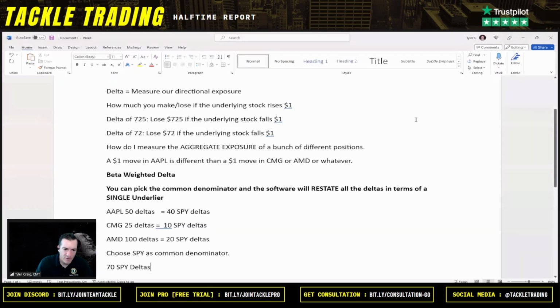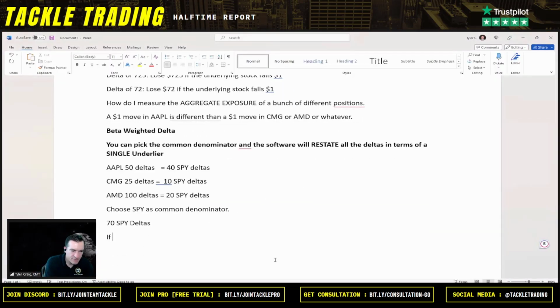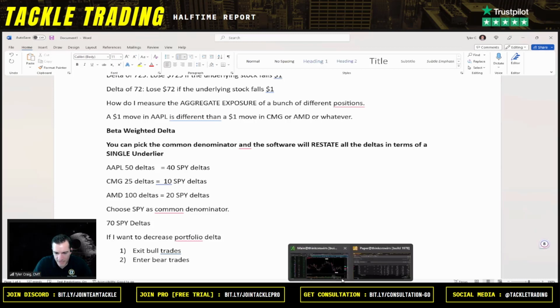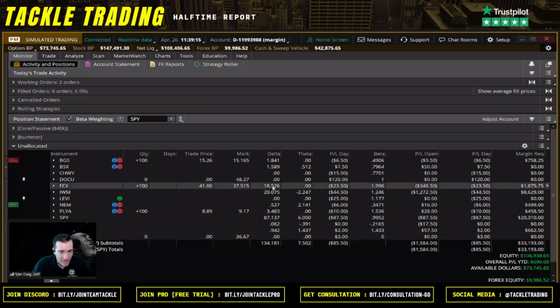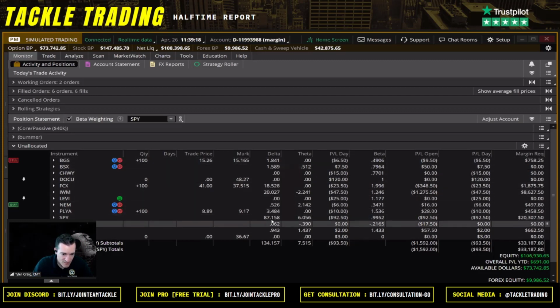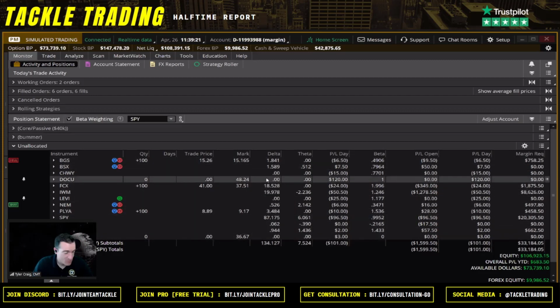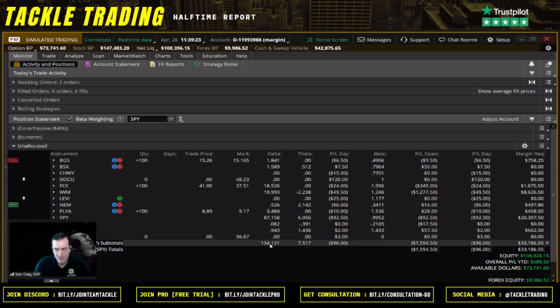And I'm running out of time, but the final thing I'll say on this is if I want to decrease my portfolio delta, you have two choices. Choice number one is exit bull trades. Choice number two is enter bear trades, or some combination of the two. If I felt like this 133 spider deltas was too much and the market's breaking support and I want to get smaller, I'm either closing some of these bull trades, or I am adding some bear trades, or some combination of the two to knock this delta where I want it.